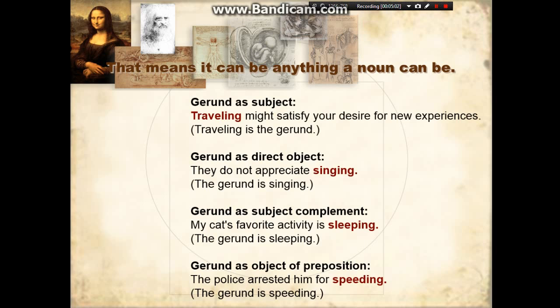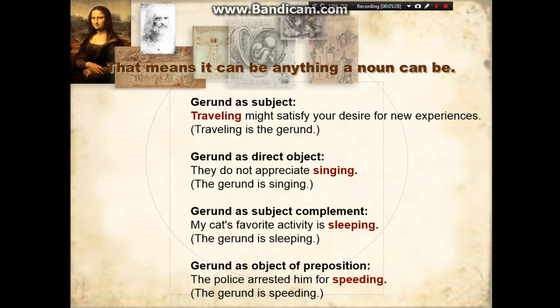So put a bullet point and write the subject, because they could be a subject, such as in traveling might satisfy your desire for new experiences. Then put another bullet point and put DO. They could be a direct object, which would follow, by the way, an action verb. They do not appreciate singing. What do they not appreciate? Singing.